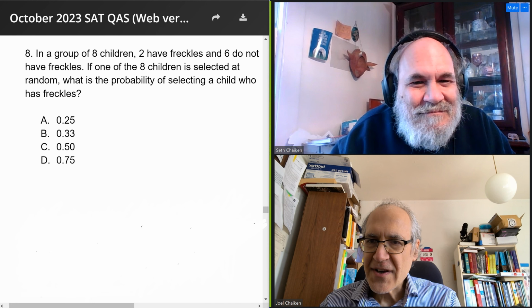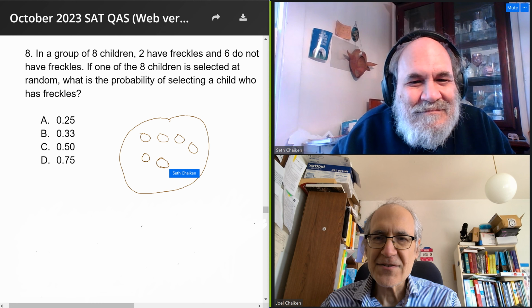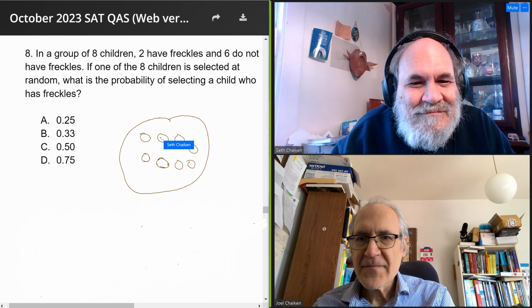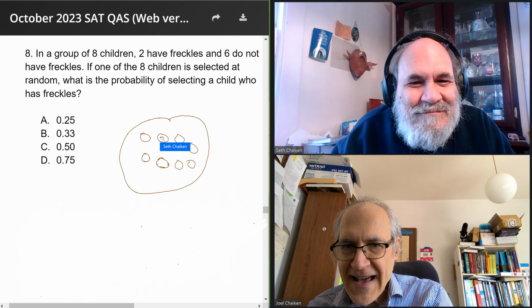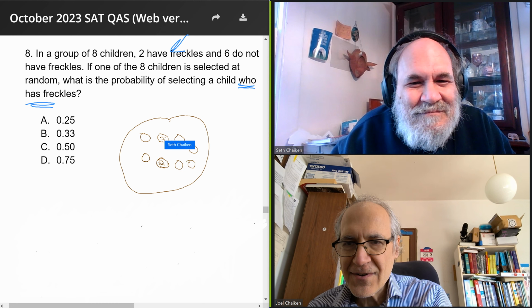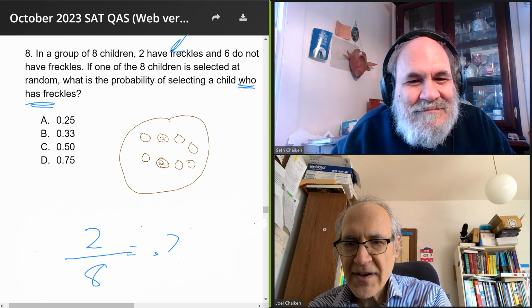In a group of eight children, 2 have freckles and 6 do not have freckles. If one of the 8 children is selected at random, what is the probability of selecting the child who has freckles? Wow, this is just absolute straight probability. Wait, who has freckles? 2 have freckles. So it's 2 over 8, or 0.25.